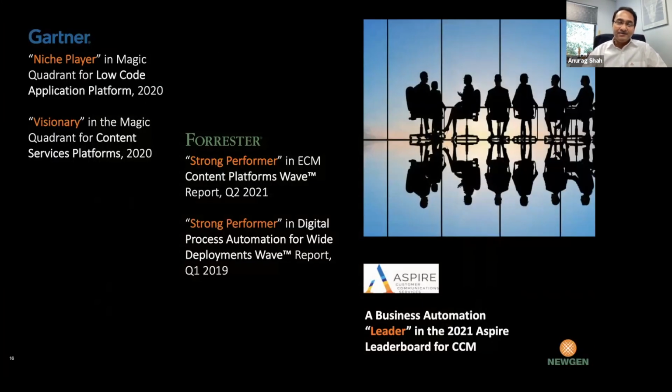And a quick glance on the recognition of the Newgen One platform by various analysts. So we are there, the Gartners and Forresters and Aspire leaderboard. And this platform has been recognized consistently, I would say, for more than 13 years in different Magic Quadrants, Wave reports, and so on and so forth. You've earned your chops there.